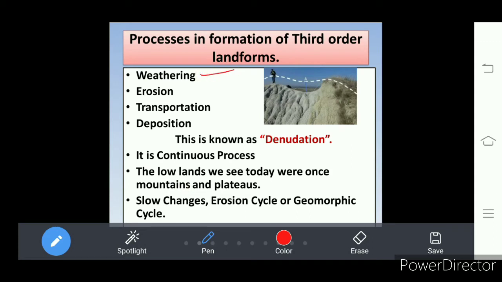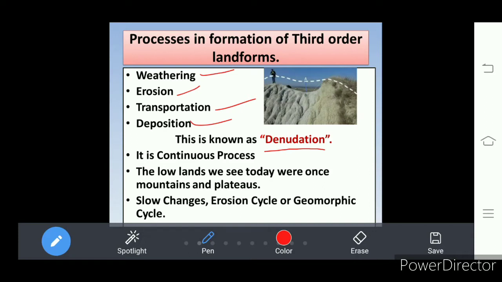weathering, erosion, transportation, deposition. These are the four stages we find in an external process. These four stages are collectively called the denudation process.